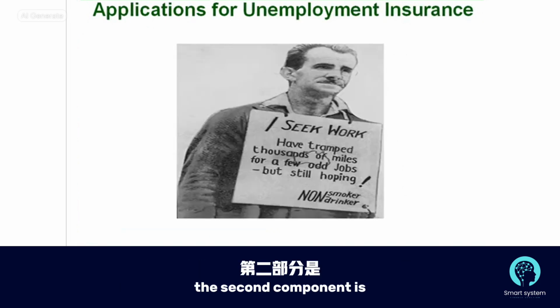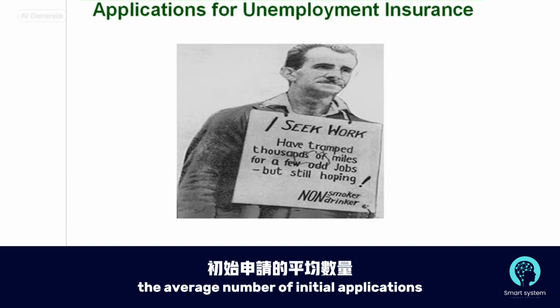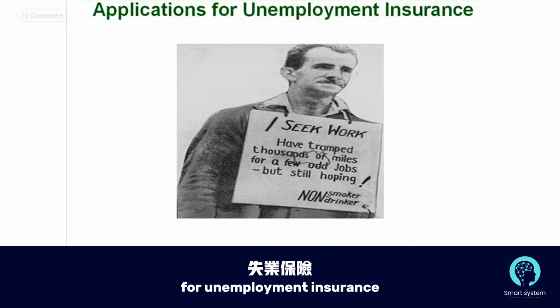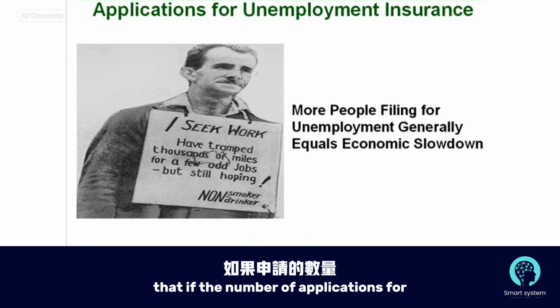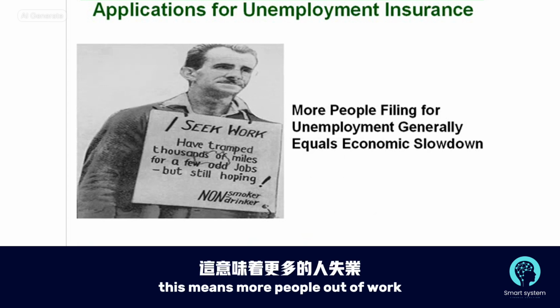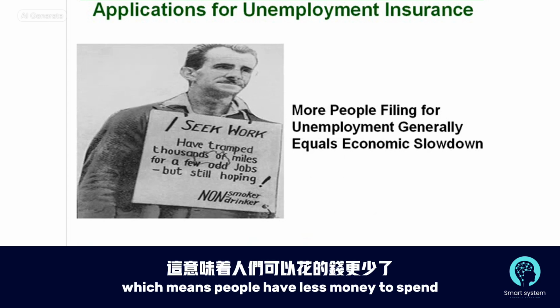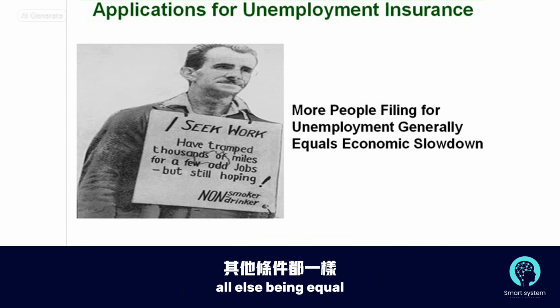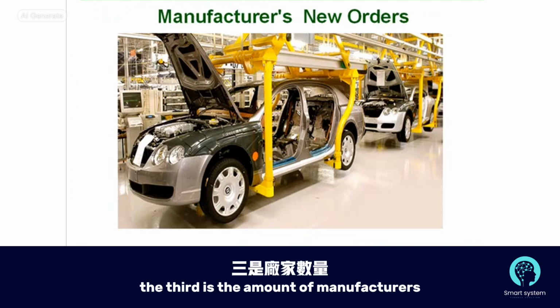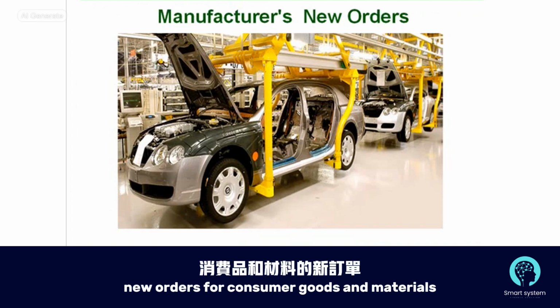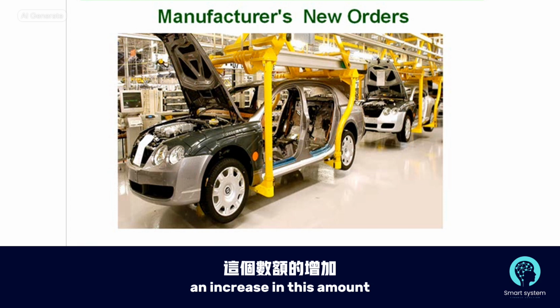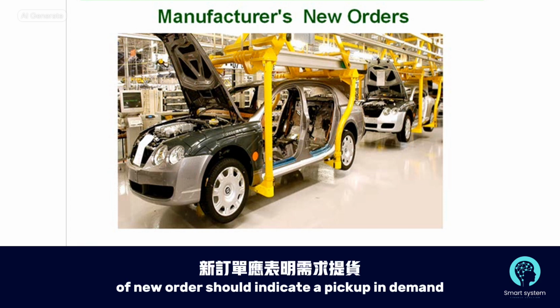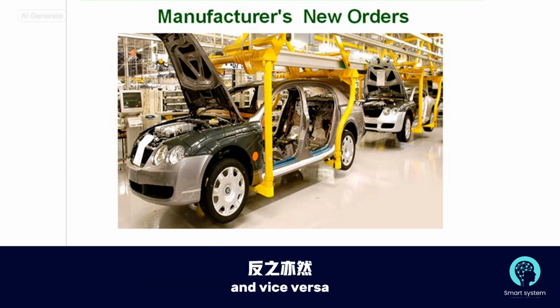The second component is the average number of initial applications for unemployment insurance. It's probably obvious here that if the number of applications for unemployment increases, this means more people out of work, which means people have less money to spend, which means a weaker economy and market sell-offs, all else being equal. The third is the amount of manufacturers' new orders for consumer goods and materials. An increase in this amount of new orders should indicate a pickup in demand, and vice versa.